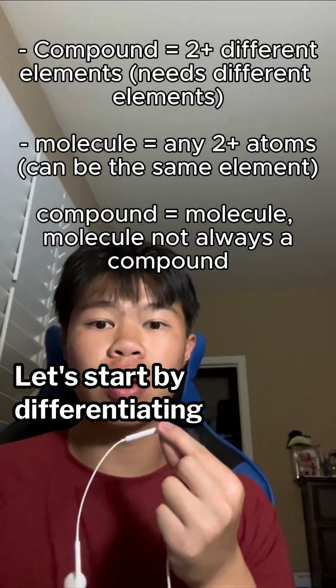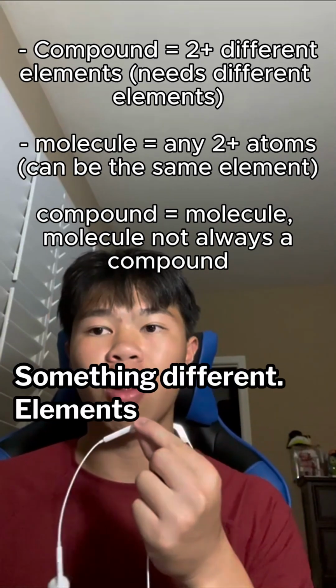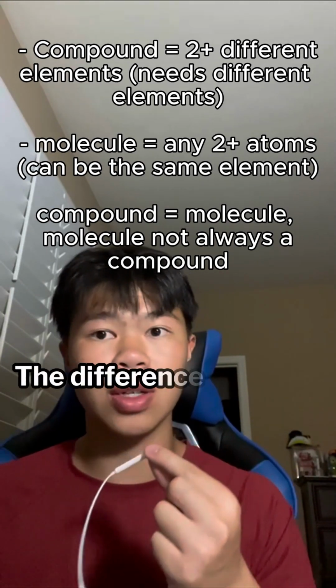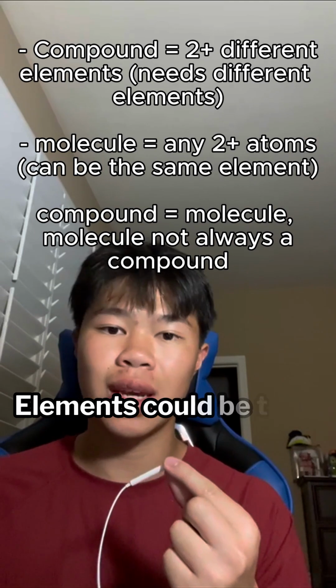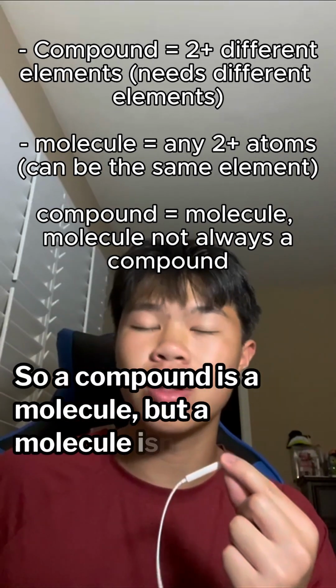Let's start by differentiating between molecules and compounds. A compound is something with two different elements. A molecule is a structure with at least two different atoms. The difference here is that it doesn't have to be two different elements. It could be the same. So a compound is a molecule, but a molecule isn't always a compound.